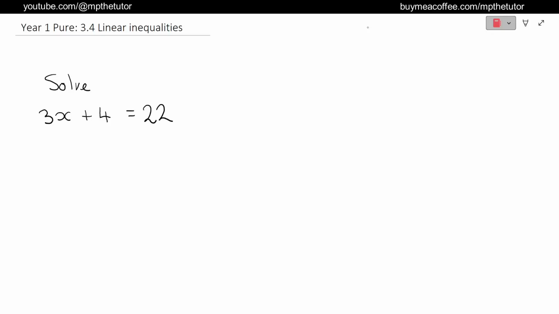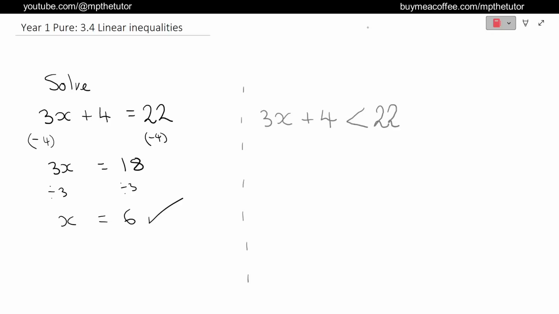We have 3x plus 4 equals 22. To solve this and get x on its own, you first take away the 4 from both sides, so you get 3x equals 18. Then we divide by 3 and divide this by 3, so you get x equals 6. That's it. Nice and simple and solved. So 3 times 6 plus 4 would have been 22.